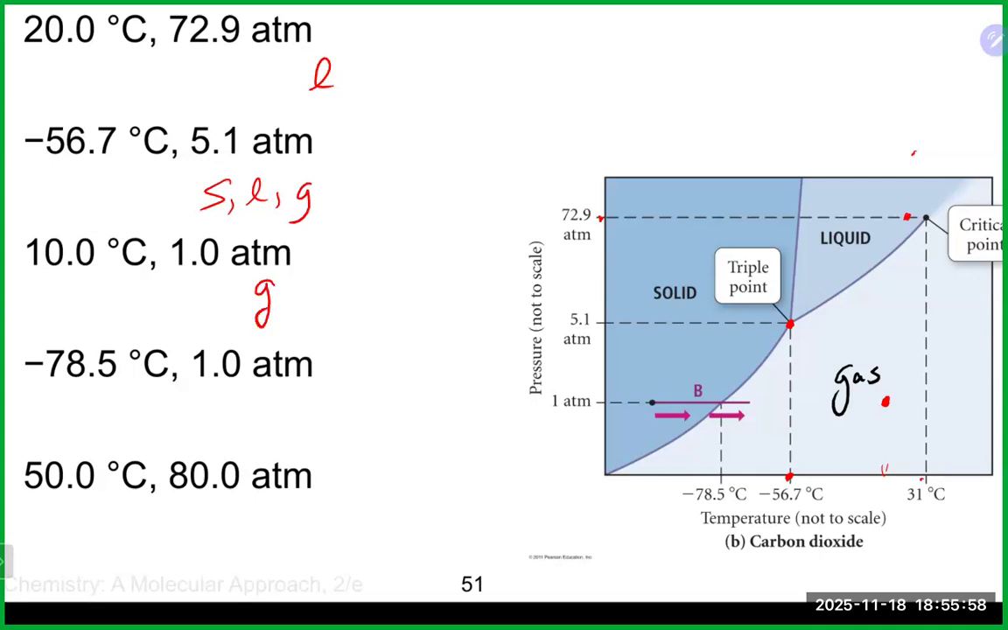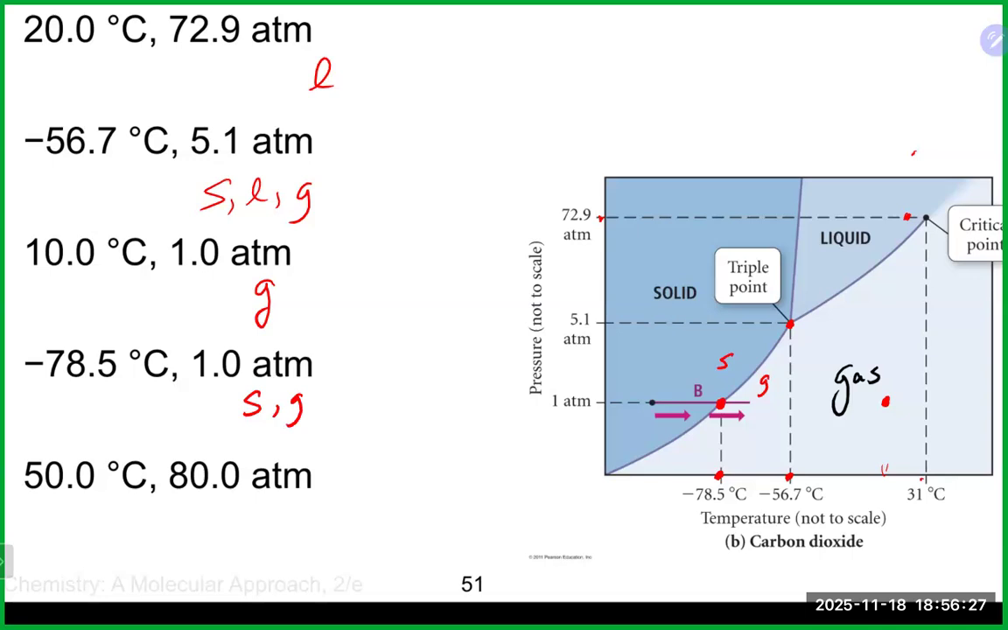At minus 78.5, which is right there, and 1 atmosphere puts us right there, I believe, on that line. And that is the line between solid and gas. And right on that line, we would have both phases happening at the same time at equilibrium. And we would have solid and gas happening in this case.